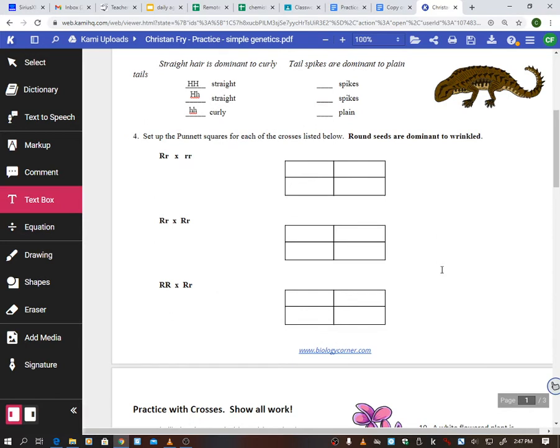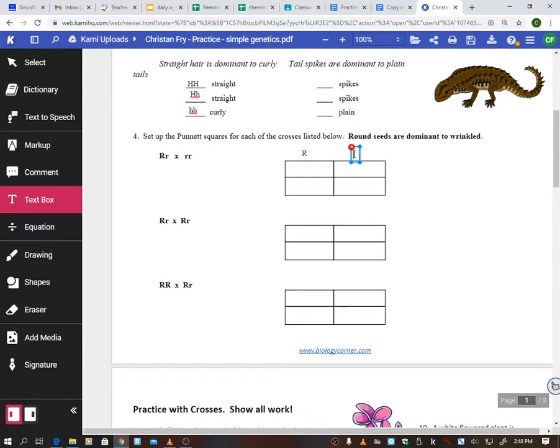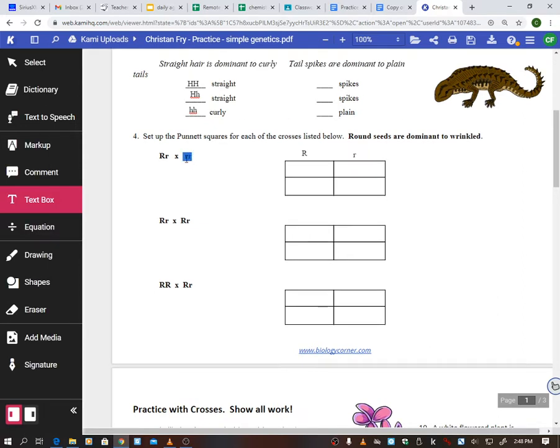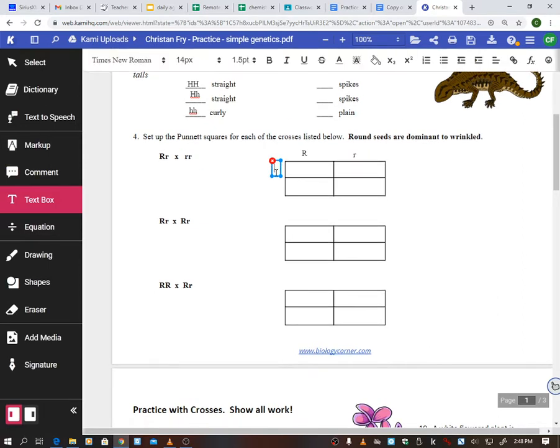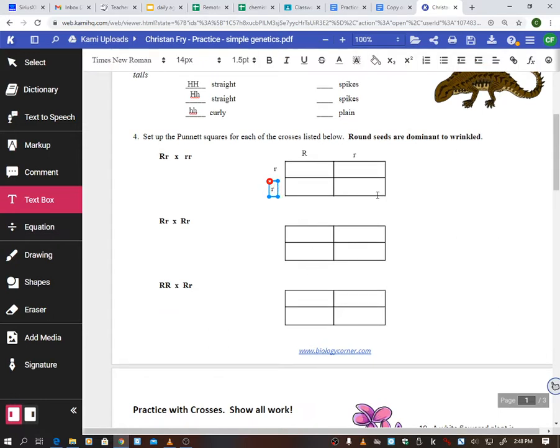Number four is setting up Punnett squares and doing the crosses here. So round seeds are dominant to wrinkled. So here you just need to set up the Punnett square. So here is one parent right there. So what I'm going to do is put one parent right here, and you put one letter down one column and then you place the other letter down the second column. Here is parent number two, and I'm going to put parent number two across one row. And then that second little r, I'm going to place it here on this second row.